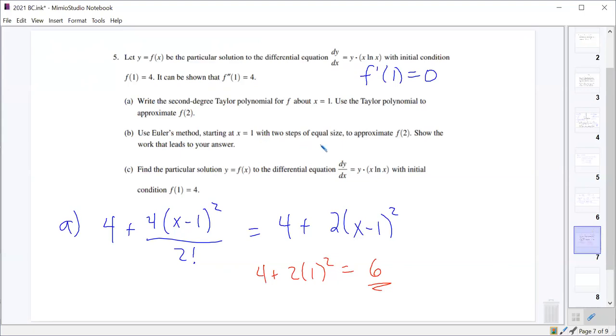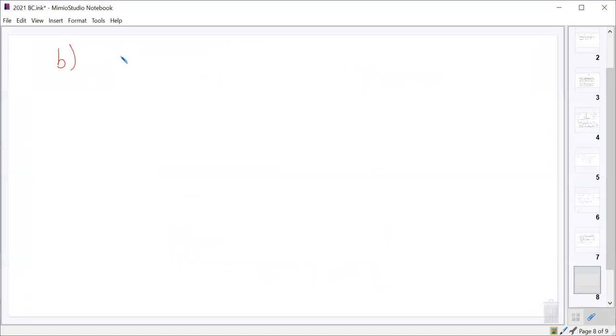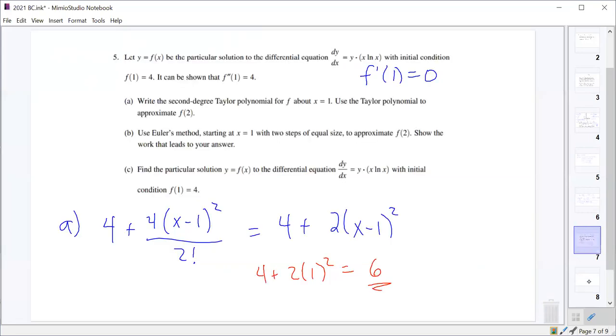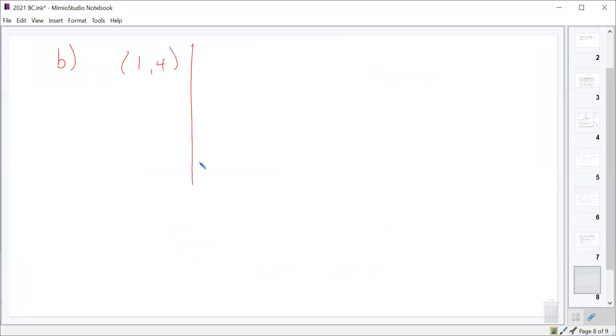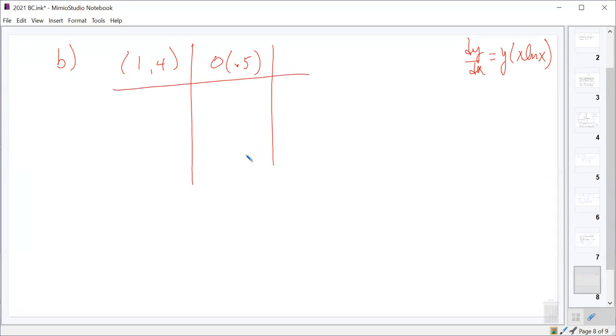All right, part B, using Euler's method, starting at x equals 1, 2 steps of equal size to approximate f of 2. So the first point was, what was it, 1, 4? Yeah, 4. And what was dy dx? y times x ln x. Okay. So for the first one here, when we plug in our x value, we end up with 0 as our dy dx, right? So 0 times our step, which is a half, tells us that this should be going up by 0. So we end up with the point 1.5, comma, 4.